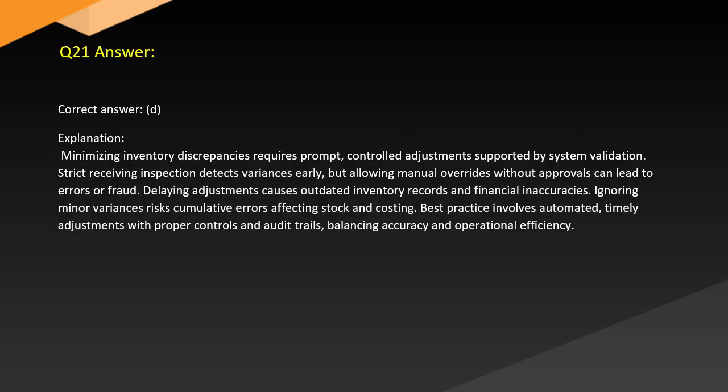Answer. Correct answer, D. Explanation. Minimizing inventory discrepancies requires prompt, controlled adjustment supported by system validation. Strict receiving inspection detects variances early, but allowing manual overrides without approvals can lead to errors or fraud. Delaying adjustments causes outdated inventory records and financial inaccuracies. Ignoring minor variances risks cumulative errors affecting stock and costing. Best practice is automated, timely adjustments with proper controls and audit trails, balancing accuracy and operational efficiency.